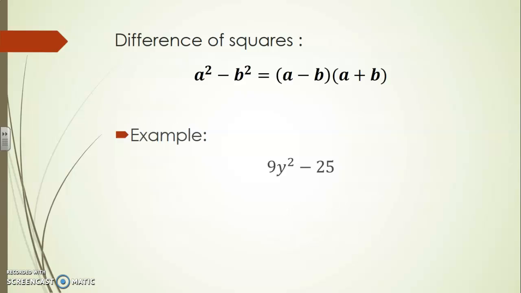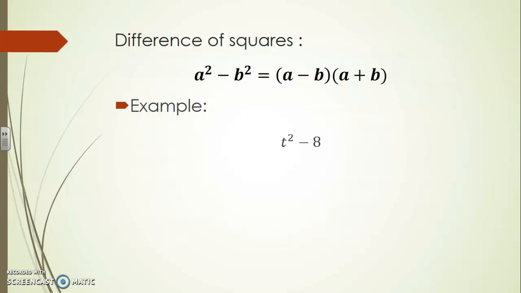In the case of 9y squared minus 25, just make sure that you realize 9y squared is actually the squared value of 3y, and 25 is 5 squared. This time, 3y plays the role of a, and 5 plays the role of b. And therefore, we can factor 9y squared minus 25 into 3y minus 5, those would be the a minus b terms, and 3y plus 5, the a plus b terms.